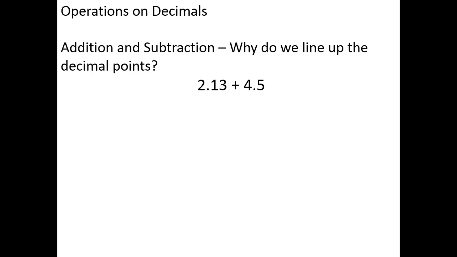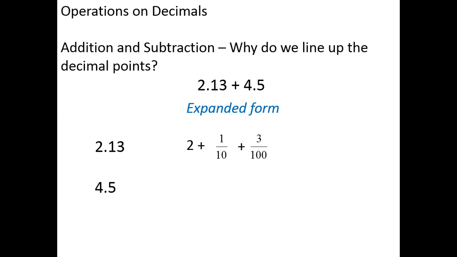Well, I'd like you to think about these two numbers that we're trying to add, 2 and 13/100ths plus 4 and 5/10ths. Now actually saying those numbers that way is a bit of a hint about why we're lining up the decimal points. Because when we have a decimal number, it is composed of a whole number part plus a fraction part. So if we think about the expanded form of these numbers, we know that 2 and 13/100ths is 2 plus a tenth plus 3/100ths. And 4 and 5/10ths is the whole number 4 plus 5/10ths.